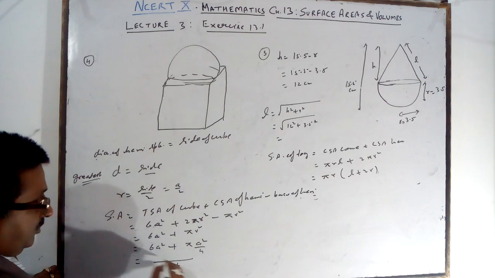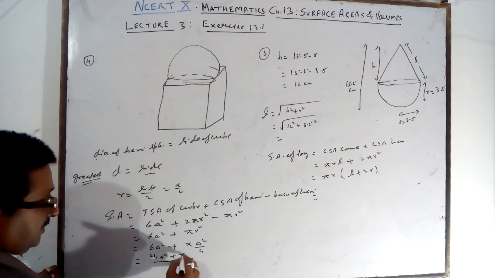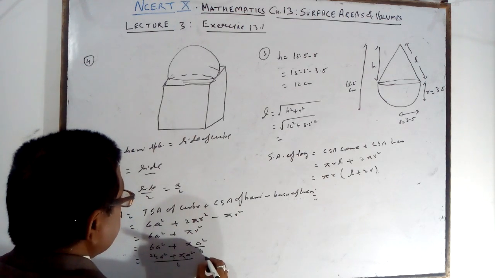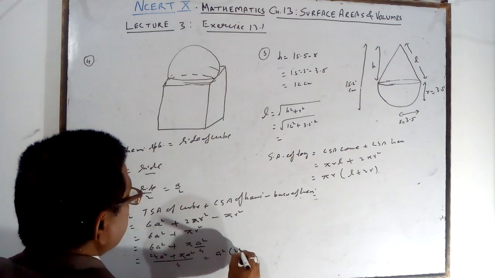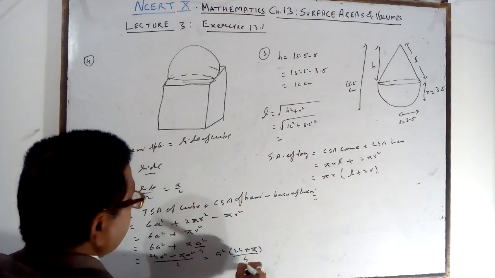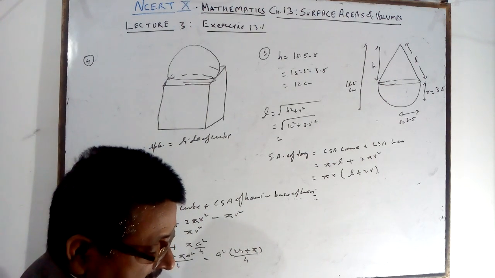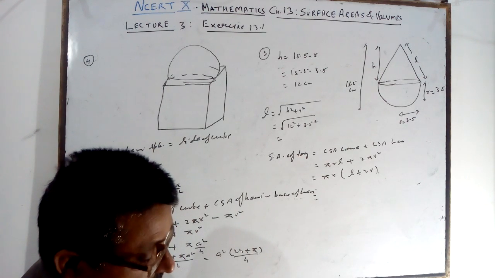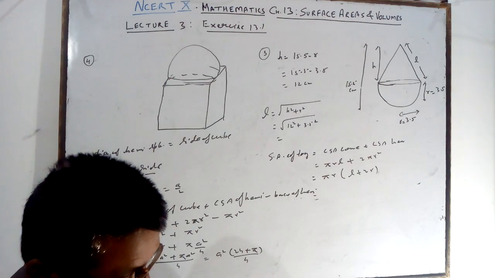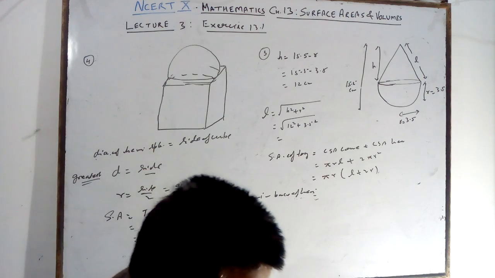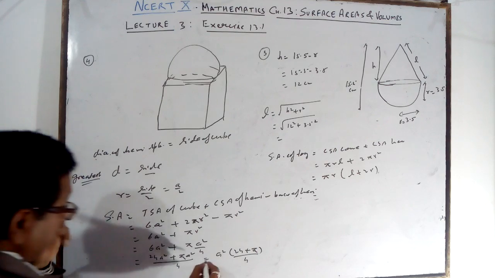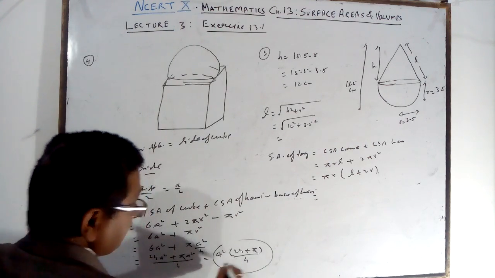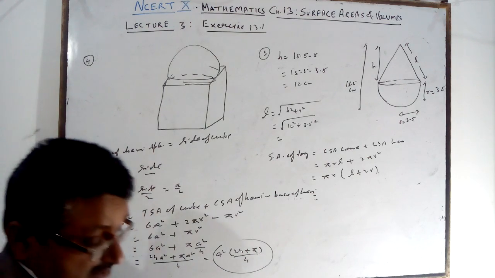You take the LCM 4: 24a square plus pi a square, where a by 2 is the radius. So a square is common, 24 plus pi by 4. It is the total surface area of the solid. You can write 24 plus pi. It is question number 4.